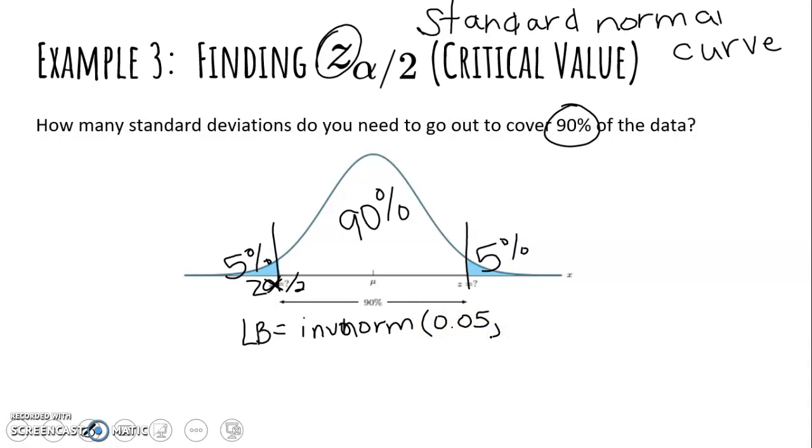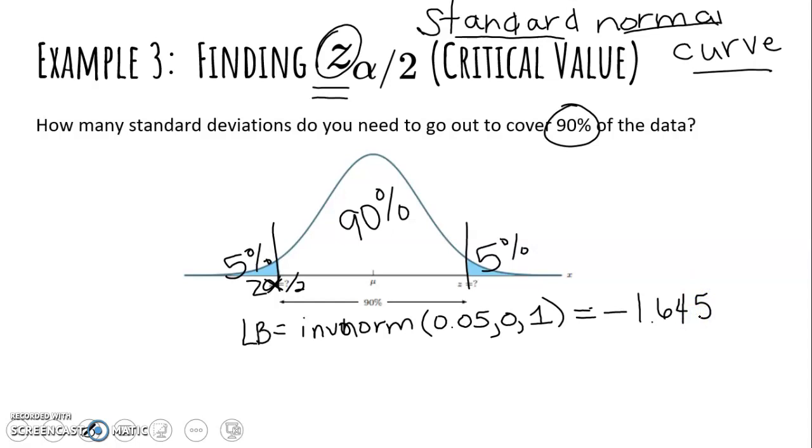Now, it doesn't matter what mean or standard deviation is listed in the problem. When you're finding a critical value, it is a z-score, so you have to use the standard normal curve. So the mean is 0 and the standard deviation is 1, and we get negative 1.645. I usually go out to about 3 decimal places for critical values.